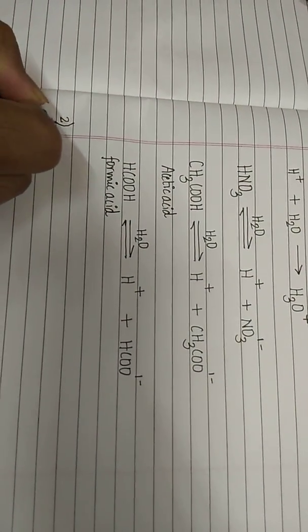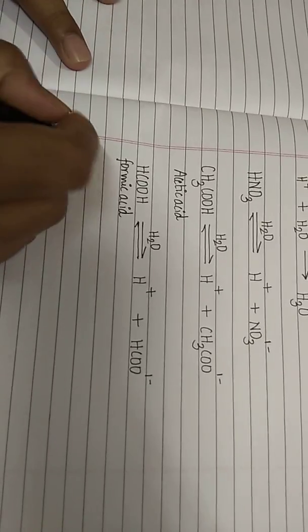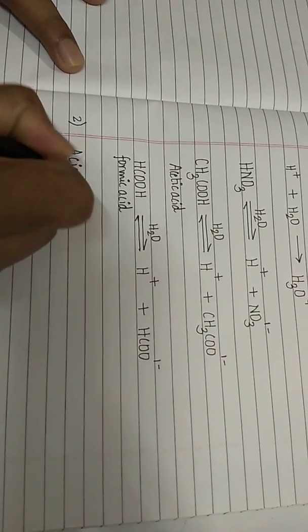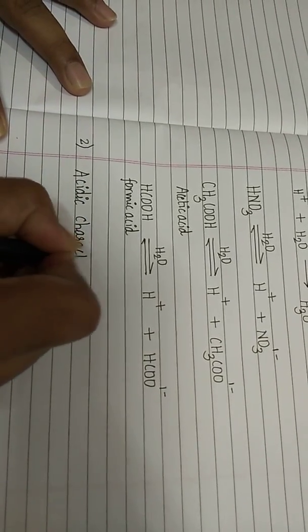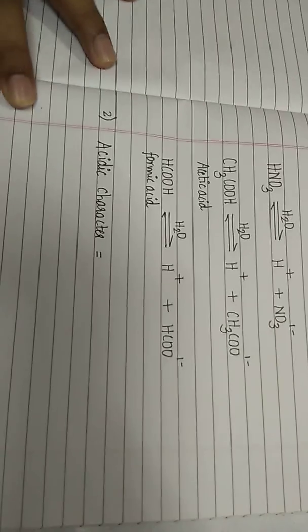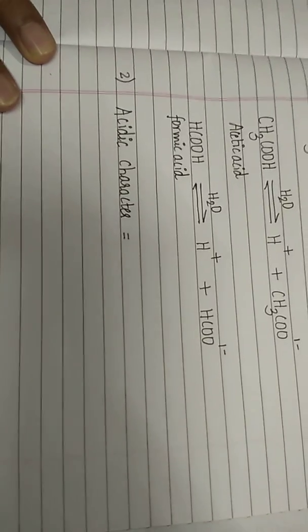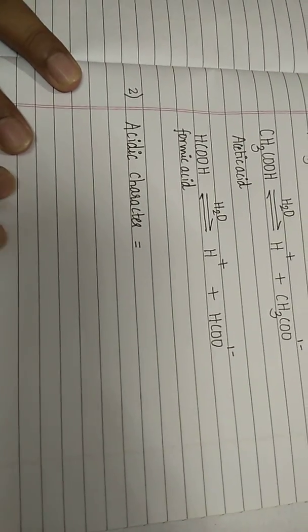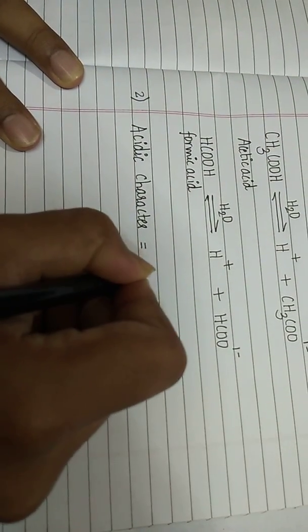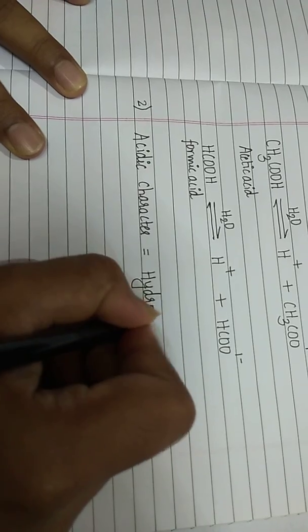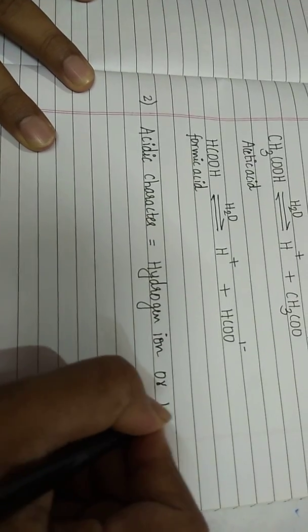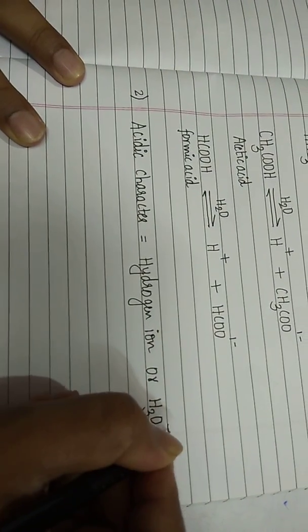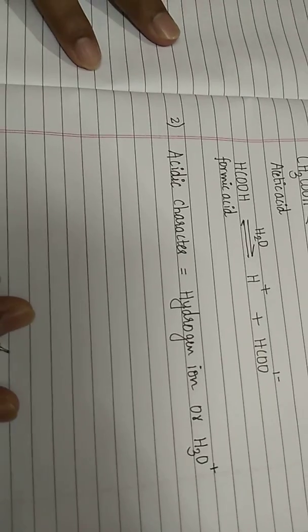Now let us understand which ion is responsible for the acidic character of any acid. Hydrogen ion imparts acidic character to the given acid when dissolved in water. So the ion which is responsible for acidic character is hydrogen ion. Or else we can also write that hydronium ion is also responsible for the acidic character.